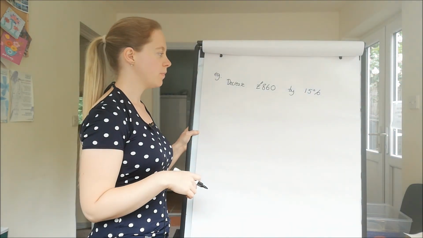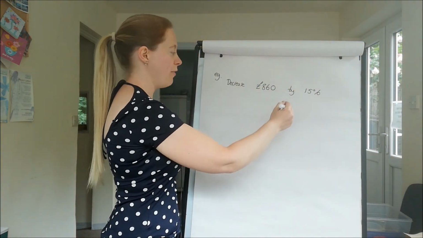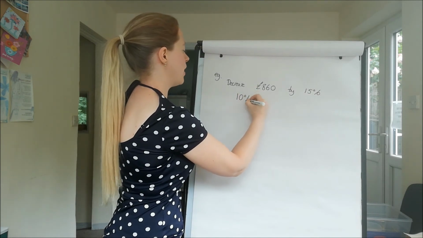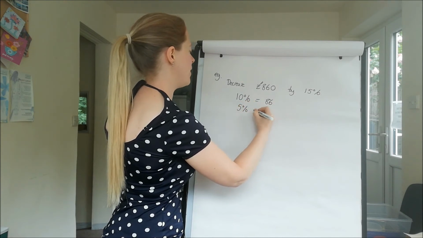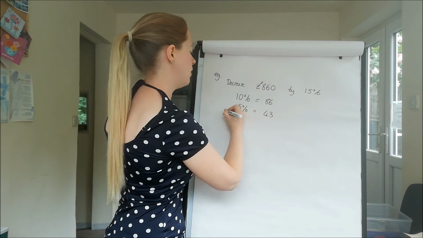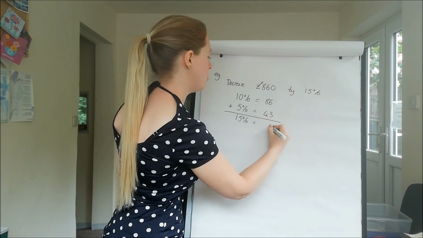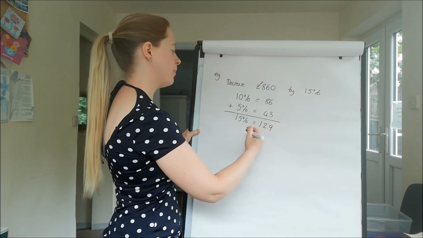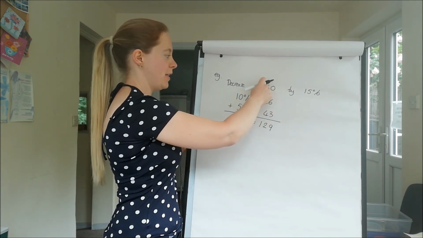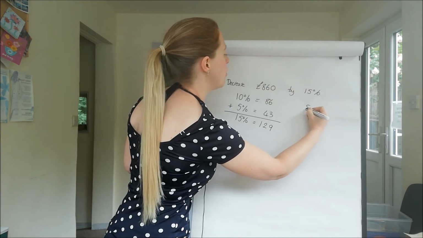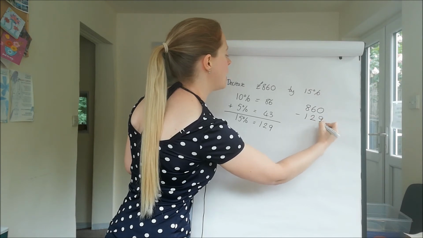Okay. So in order to decrease that by 15%, we have to know what 15% is. So on a non-calculator paper, we'd say 10% equals 86. So 5% equals 43. So 15% equals 129. And then they weren't saying what is 15%, they were saying decrease that by 15%. So we would then do 860, take away 129.